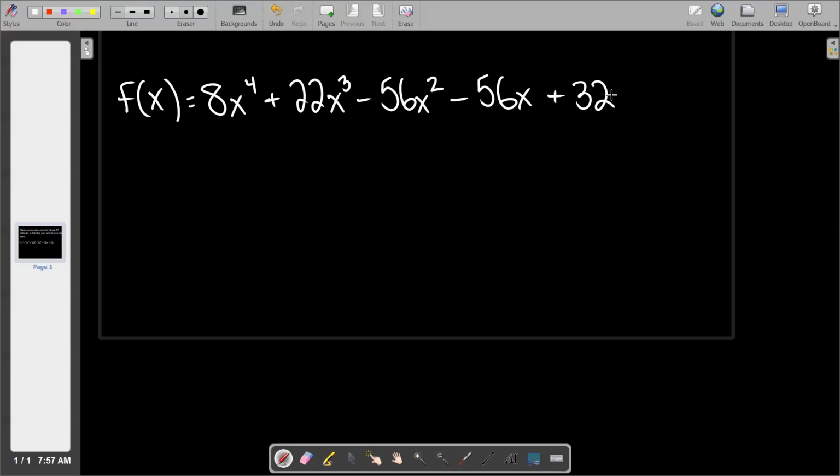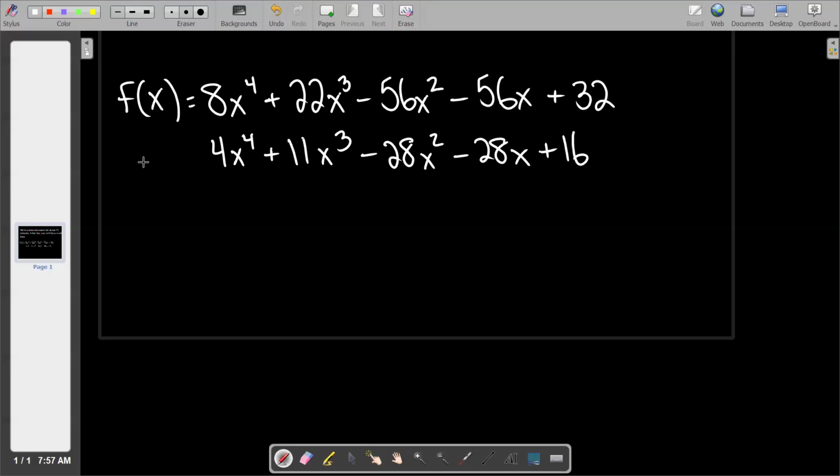So we could actually take this polynomial and dip it down. We could take all the numbers and divide them by 2, which is going to now turn this into 4x to the 4th. Keep an eye out for this because it will help you when the opportunity presents itself. Plus 11x cubed minus 28x squared minus 28x plus 16, right? So this is actually now the function that we want to work with, and no harm, no foul there. We're good. So now we're going to bust out the rational root theorem.